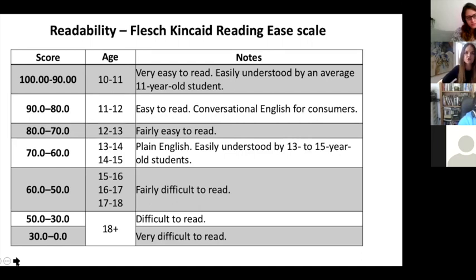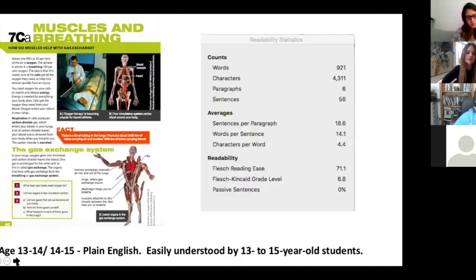Science text is difficult to read. There's nothing we can do about it. Exam papers in science are difficult to read, and that's due to the nature of the language. So the higher the score on the Flesch-Kincaid, you can get this on Word as well quite easily, the easier it is to read. So science texts tend to be difficult to read.